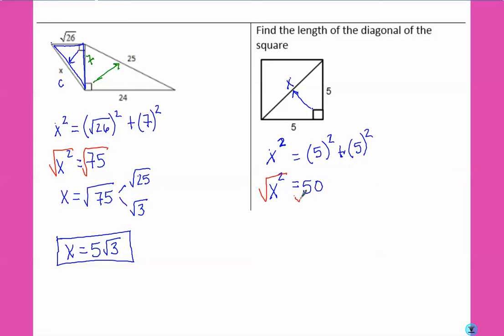Square root both sides. x equals the square root of 50, which is not a perfect square, so we're going to break it down into the square root of 25 and the square root of 2. So x equals 5 square roots of 2.